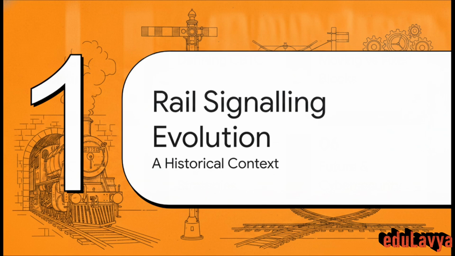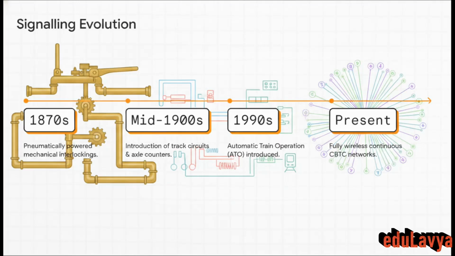All right, Section 1, the evolution of rail signaling. Let's set the stage and establish a little historical context so we can really appreciate the engineering problem that CBTC actually solves. Urban rail signaling has a really rich 150-year history. If we look back at the 1870s, systems relied on purely mechanical interlockings. We're talking literal, pneumatically powered, physical levers and switches.